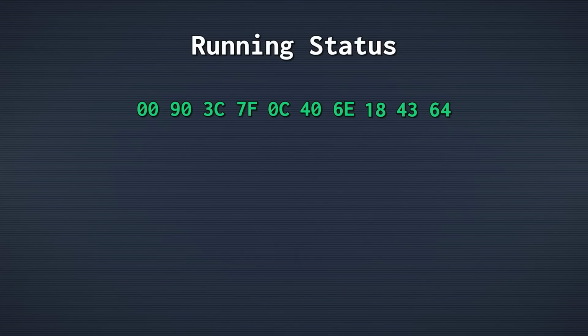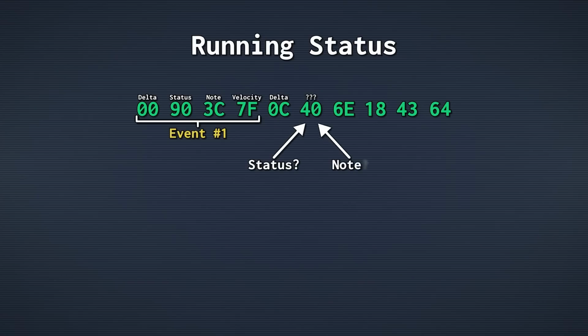Nice. But now let's try and go back and read these events byte by byte. We start with the delta time, then get our first status, followed by the data byte for the note and another for the velocity. Fair enough, that's event 1, same as before. For event 2, we again read the delta time, but now we have a little bit of a problem. We wouldn't know if this byte is a status byte, or if the status was omitted, a data byte.